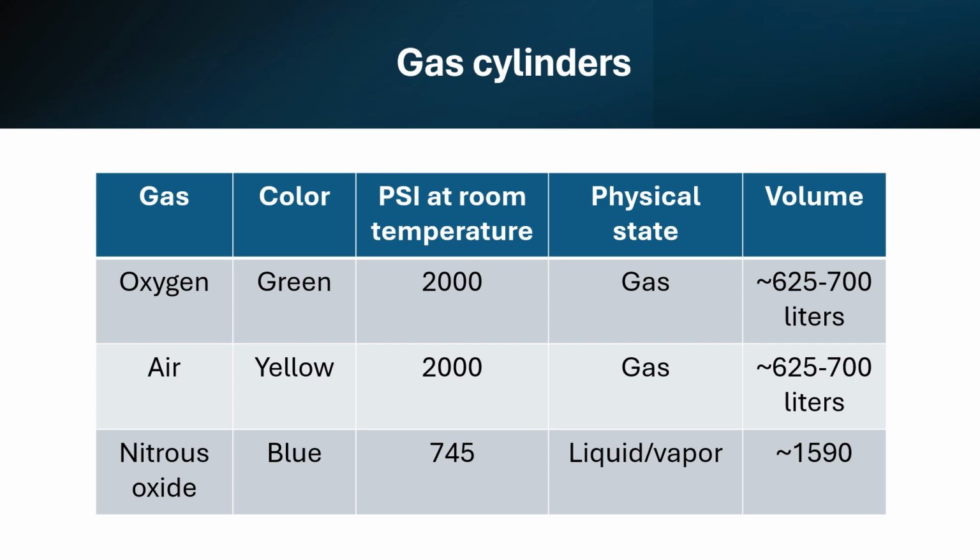What is the PSI, or pressure, of a full cylinder? For oxygen and air, it's about 2000 psi, and for nitrous oxide, it's about 745. So what about the physical state of a gas in a cylinder? For oxygen and air, it's gas. For nitrous oxide, it's a mixture between liquid and vapor.